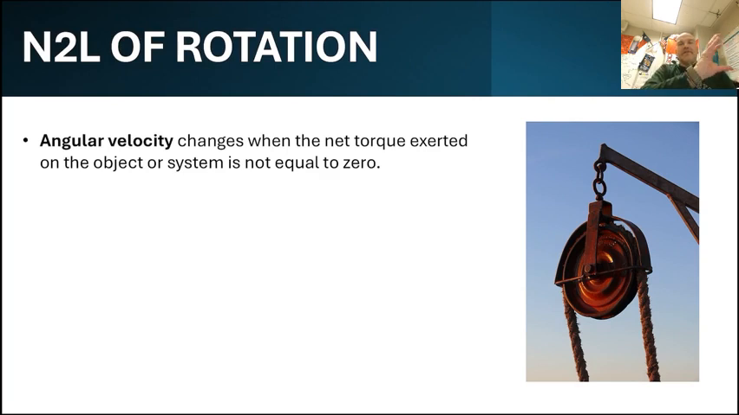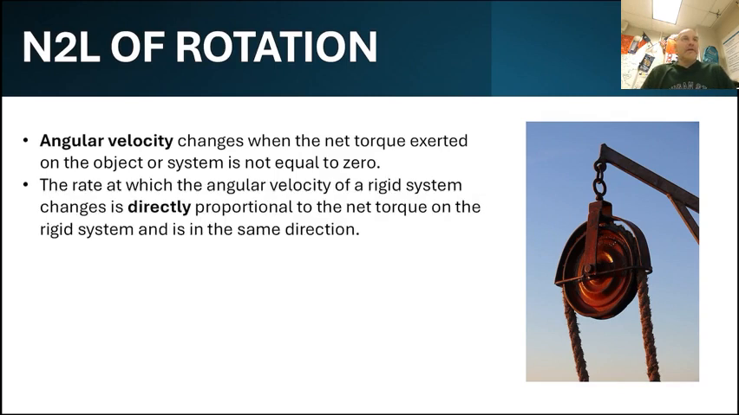If we look at a progression, first law: no change in angular velocity, so no angular acceleration. Second law: now we're going to have an angular acceleration. So angular velocity changes when you have a net torque exerted on a system or an object. The rate at which the angular velocity of the rigid system changes is directly proportional to the net torque on the rigid system and is in the same direction.